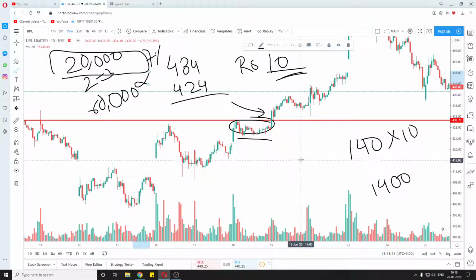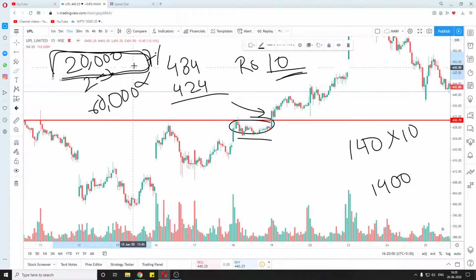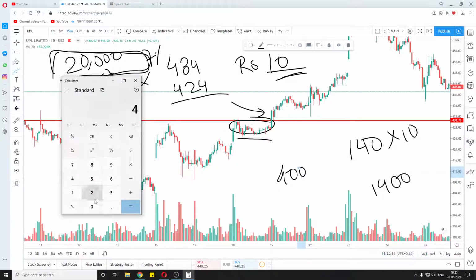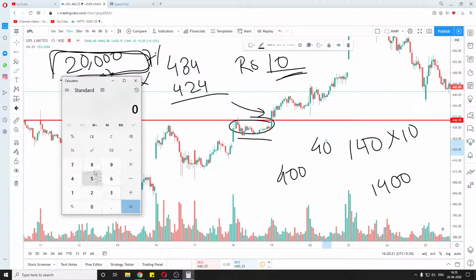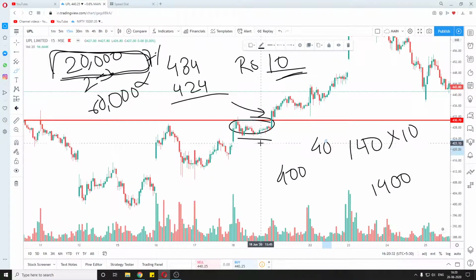Now what we do is, we take our capital and multiply it by 2%. So we get 400 rupees, and we divide 400 by 10 rupees, that is our stop loss. Now the maximum quantity we can trade is 40. So that becomes 40 into 434, since we are buying at 434. That means we can buy worth 17,360 for the intraday trade. This is how we manage our risk.